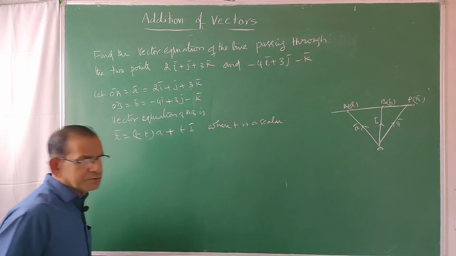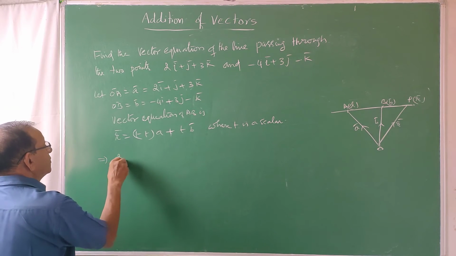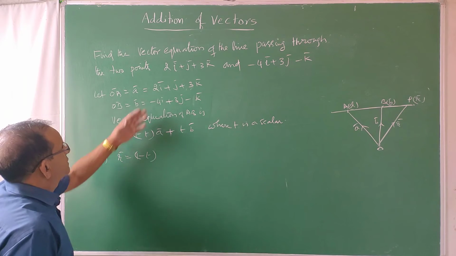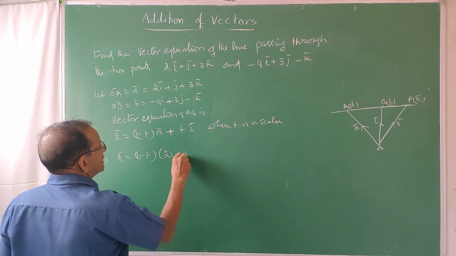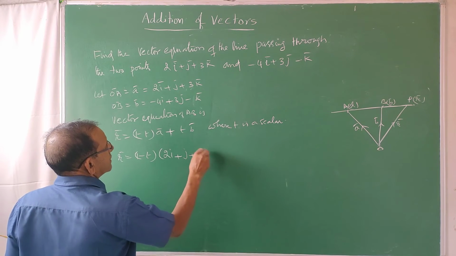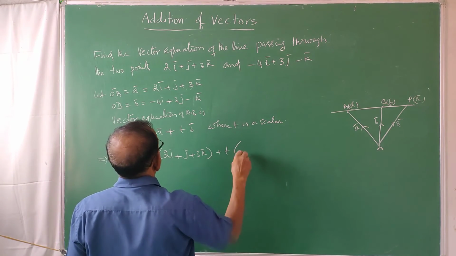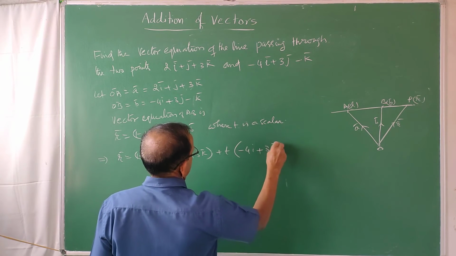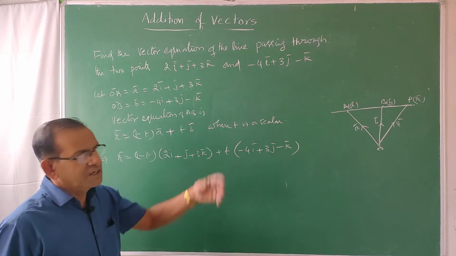Now I have to substitute the values of A and B in this one. That implies R bar is equal to (1 minus T) into A bar. A bar is the first vector, 2i plus j plus 3k, plus T into B bar, minus 4i plus 3j minus k bar. So this is the vector equation of that line AB.